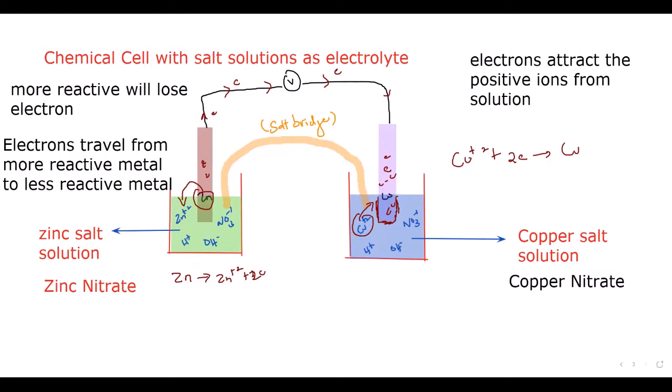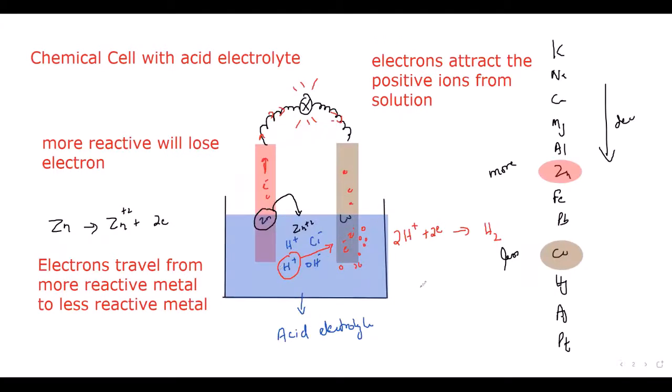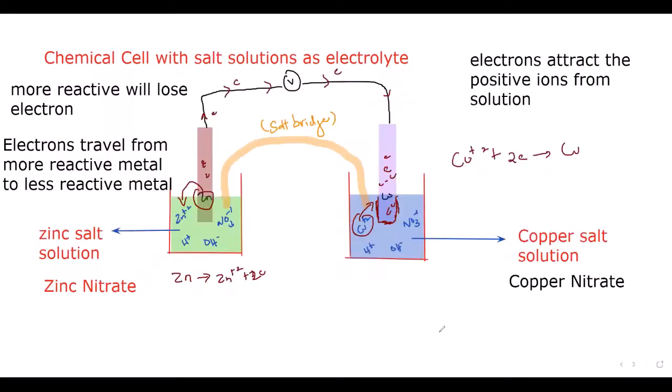Is it clear? The electrolytic cell is also a cell, the same way, but the only difference between the two: the first one we were using acid as an electrolyte, but in the second case we are using salt solution as an electrolyte. Is this explanation of a chemical cell which is using salt solution as an electrolyte clear? Anyone having a doubt? Any question or a doubt related to this?